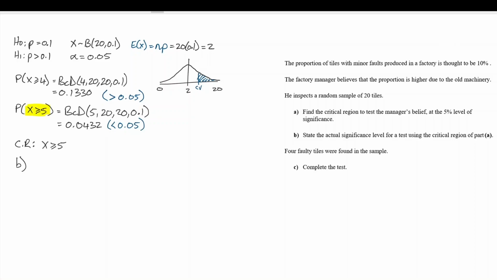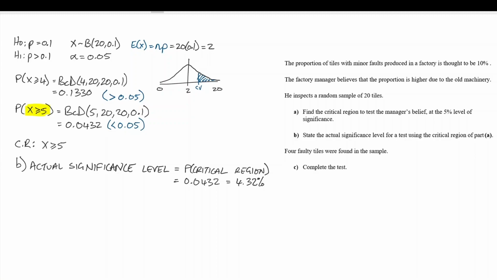In part B of the question, we're asked to state the actual significance level for a test using this critical region. A significance level, we aimed for 5%, but we won't always get that. But we can find what it actually is for our test by finding the probability of our critical region. We've actually already done this. The probability that x is greater than or equal to 5 is 0.0432 or 4.32%. We usually represent significance levels as percentages. So this is the actual significance level.